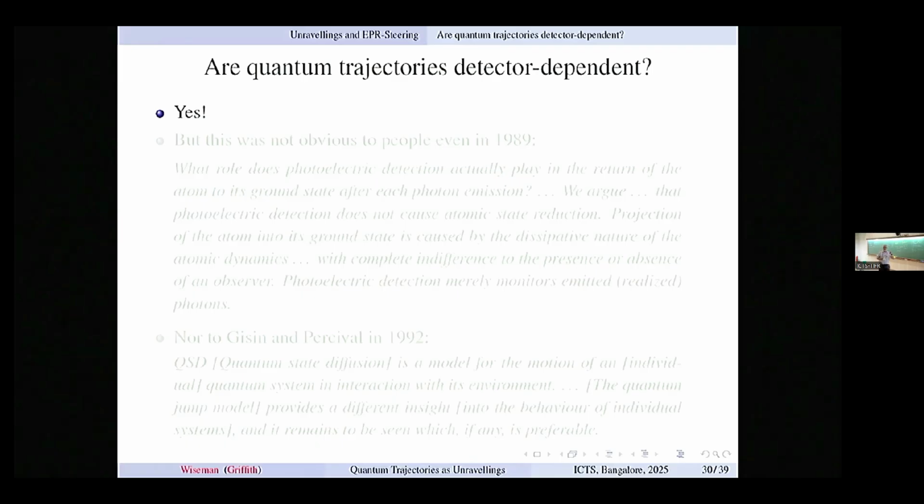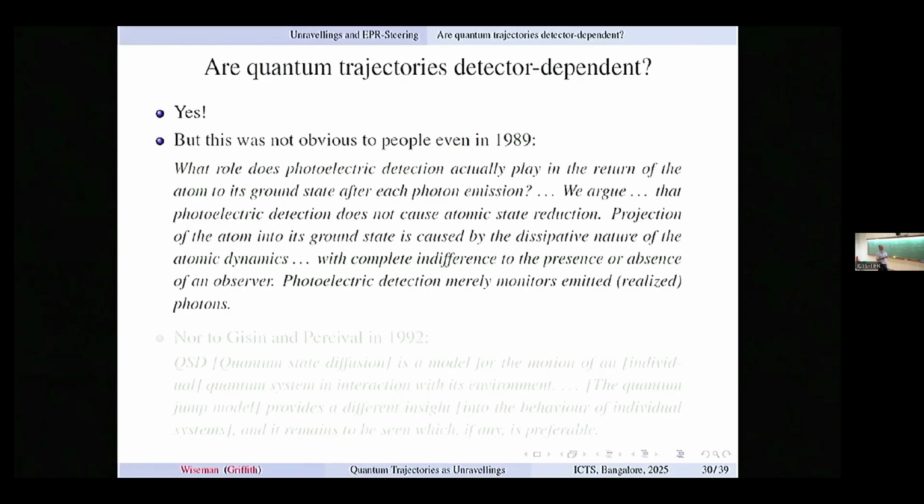Okay. But I want to emphasize that this was, and I sort of made the story as that, well, this was obvious to everyone in 1993, but it was a sort of difficult process to get there. So even in quantum optics in 1989, for example, we find a statement like this. What role does photoelectric detection actually play in the return of the atom to its ground state after each photoemission? We argue that photoelectric detection does not cause atomic state reduction.